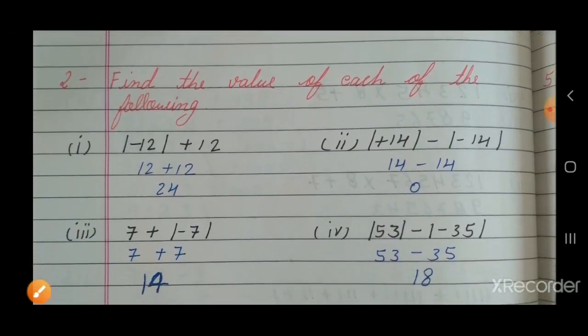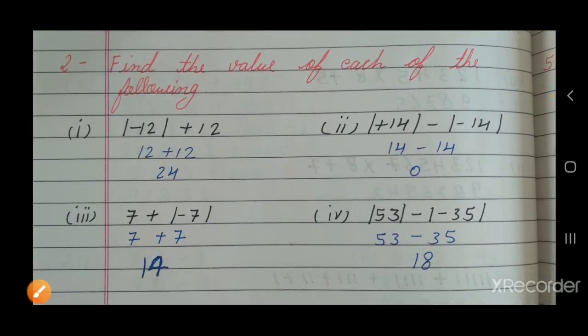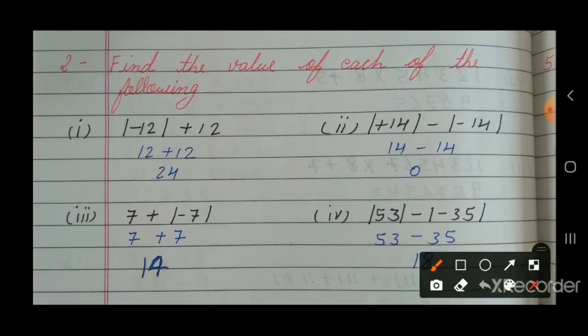Come to the question number 2. Yes. Find the value of each of the following. First part, yes, minus 12 plus 12. If we remove this two polar sign, then we will get positive 12. Means this is the absolute value of minus 12 plus 12. On adding both of this, we are getting 24.